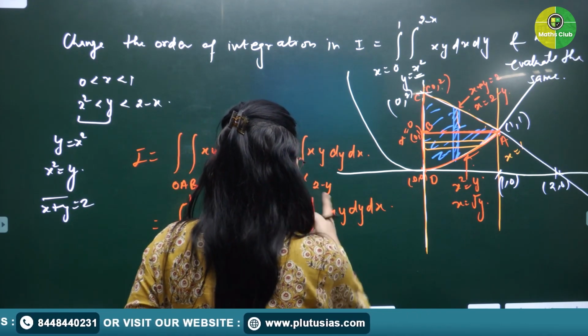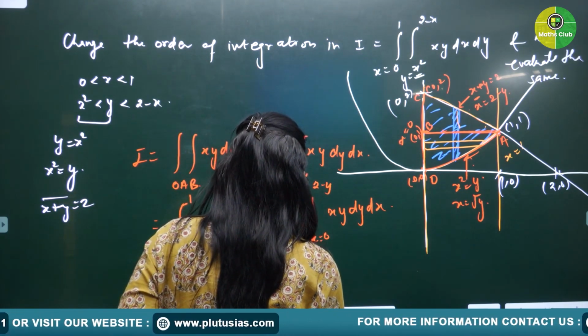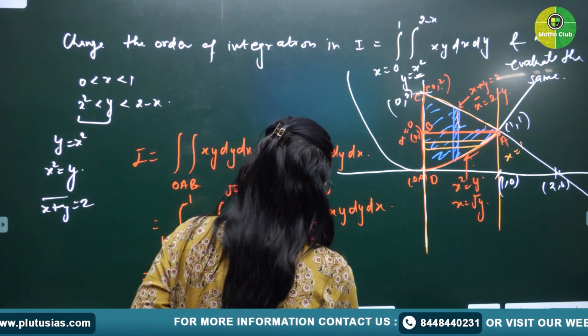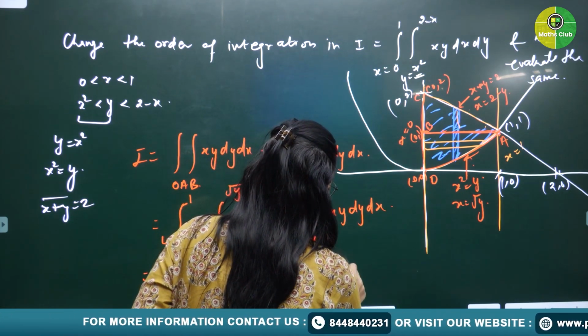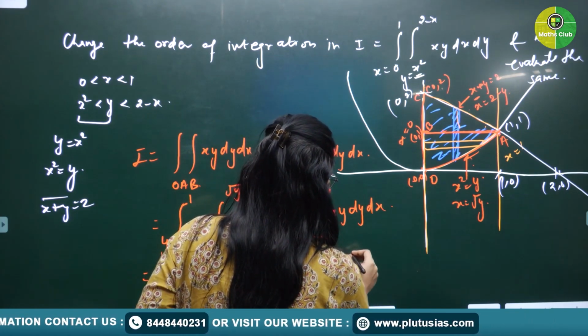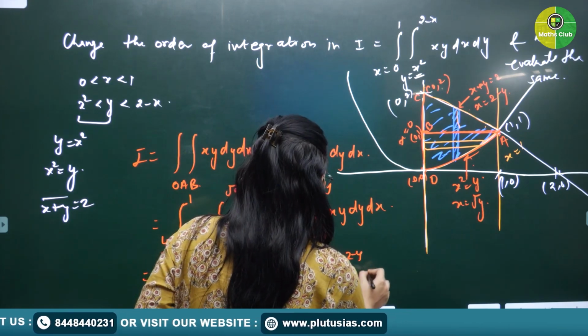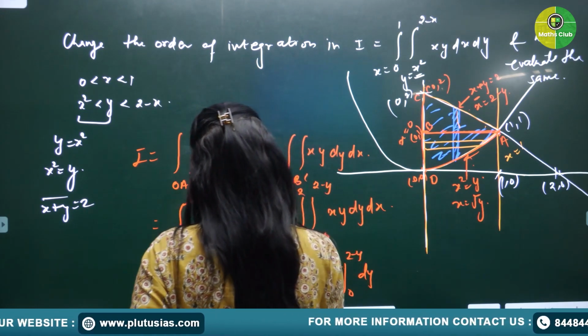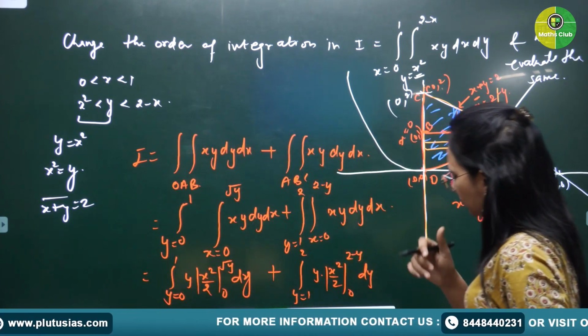Plus, similarly we will calculate this one, that is y from 1 to 2, and here also this would be y outside, then x square by 2, and this time we have limits 0 to 2 minus y, and the remaining thing is dy. This was also dy. We have integrated with respect to x.